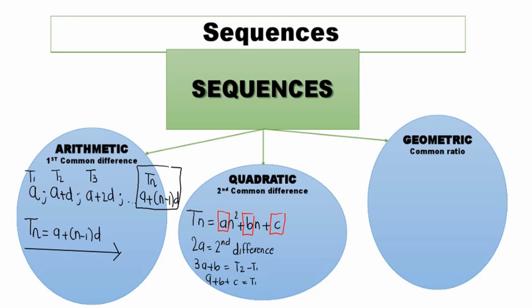Another important point that you need to take note of here is that you need to ensure that these three equations are in exactly this order. You need to first get 2a before you can use the 3a plus b equals T2 minus T1 equation. So you need to first solve this equation before you can solve that equation. This equation needs to be solved first, then this equation, then that equation. So that is how you get the three variables a, b, and c for your quadratic sequence.